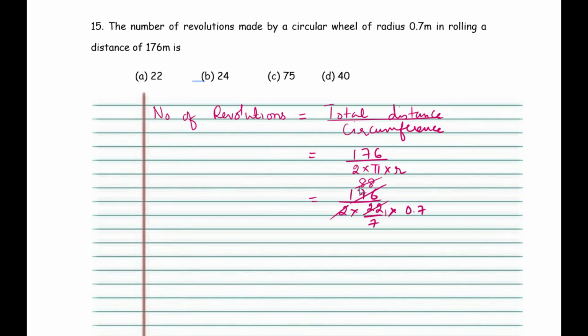Now 22 ones are 22, 4s are. Now what we get? 4 divided by 0.7 divided by 7, it will go to the numerator, 7 divided by 0.7 is 10. We get 4 into 10, therefore 40. Therefore the number of revolution is 40. Therefore the correct answer is option D, 40. The number of revolution is total distance covered divided by circumference. The circumference of the circle is given by c equals 2 pi r.